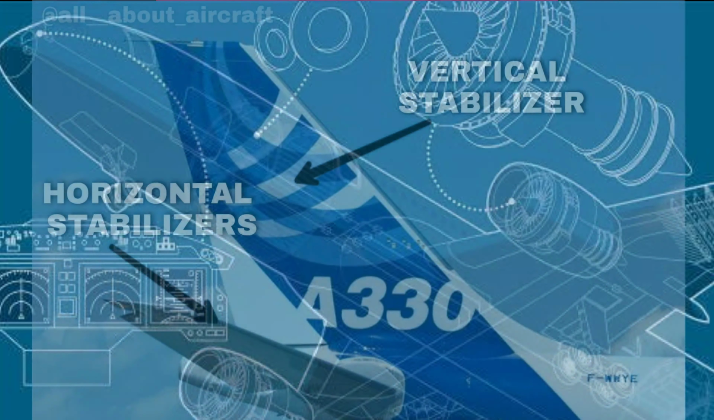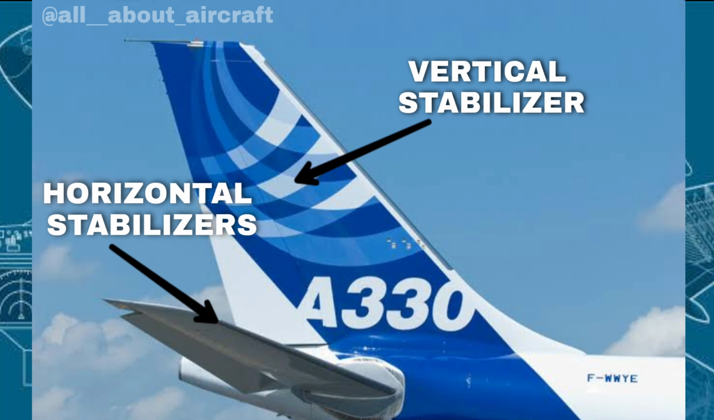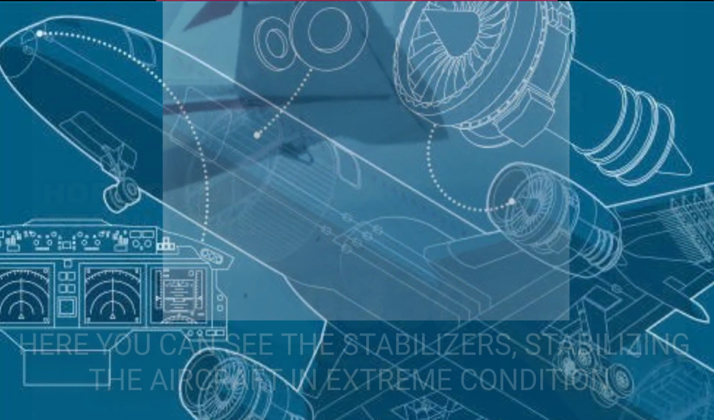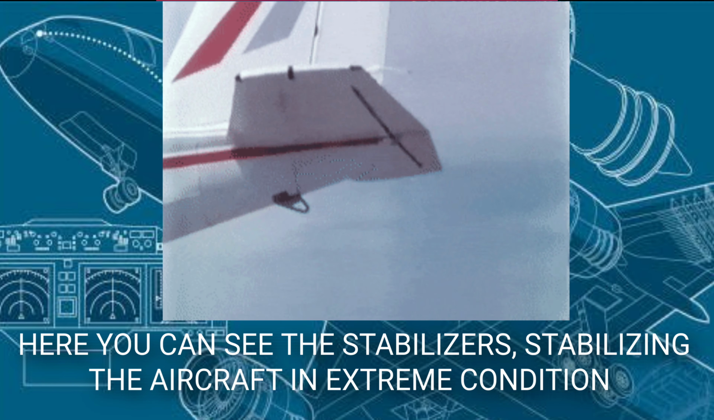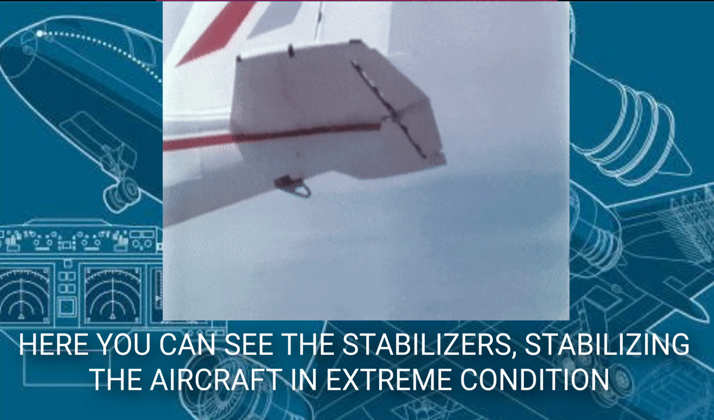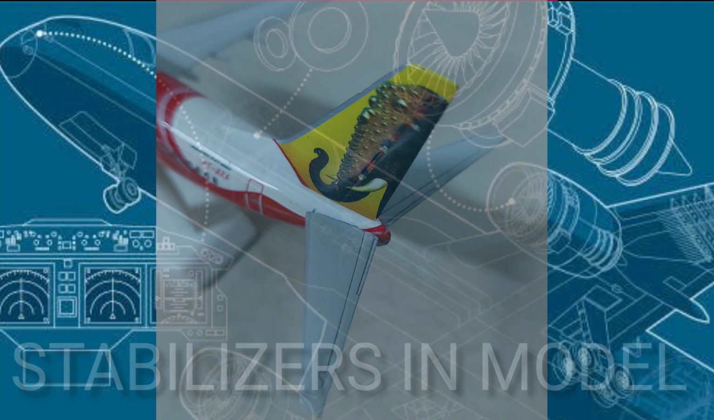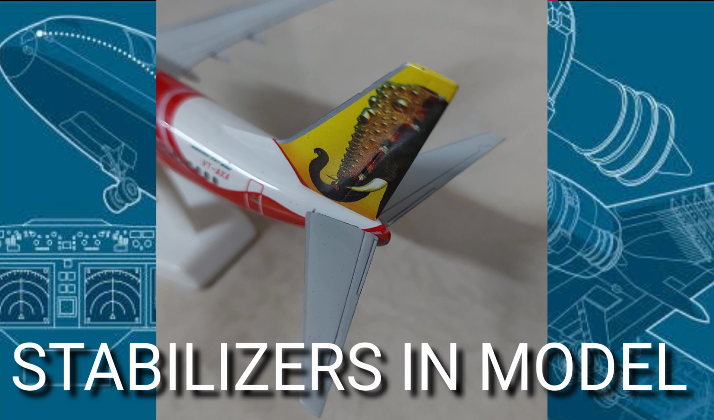Third are the stabilizers. Basically, there are two stabilizers: horizontal stabilizers, as the name says, are placed horizontally, and vertical stabilizers are placed vertically. As the name tells, stabilizers stabilize the aircraft in the direction they are placed. This is not it. There is much more about stabilizers in the upcoming video, so stay tuned.